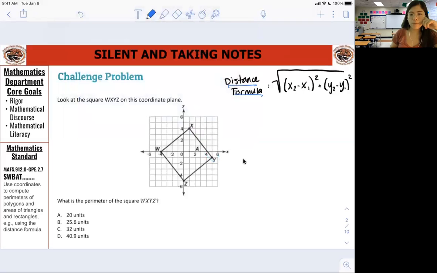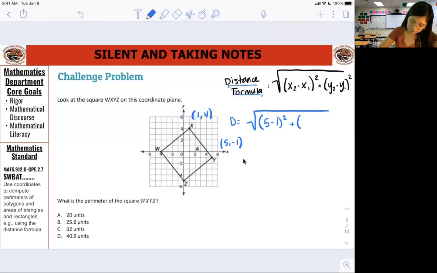So, okay, give me 2 points to calculate from. Which ones do you guys want to use? 1, 4 and 5, negative 1. Good. Let's see. Your guess might be right, Daniel. Let's actually make sure. So the distance is the square root of 5 minus 1 squared plus negative 1 minus 4 squared.